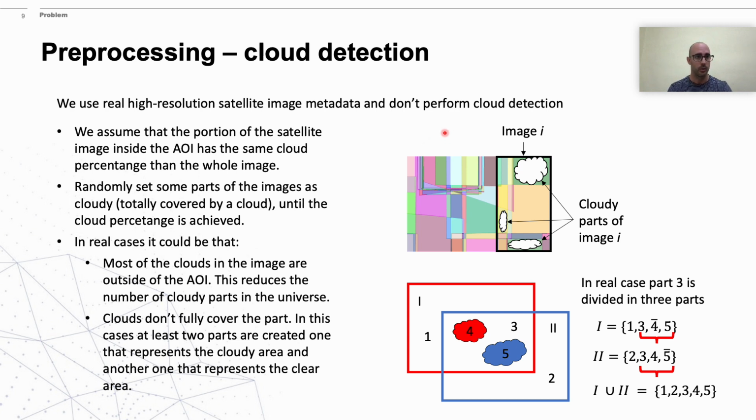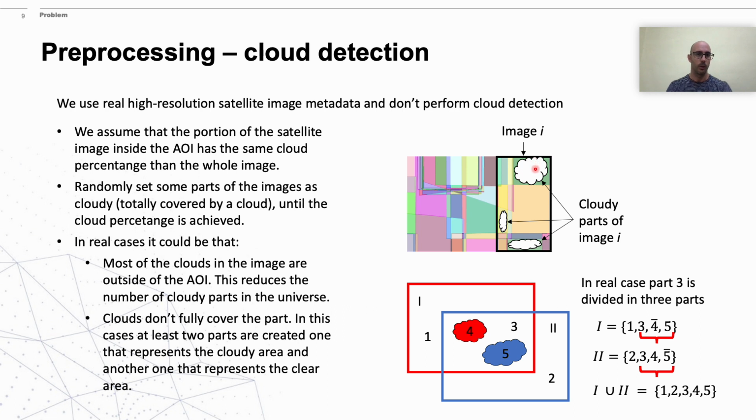In real applications, clouds can be detected using cloud detectors, but as this is an orthogonal problem to our research, we do not detect the clouds. Instead, we randomly allocate them inside the image, setting one part or several parts completely cloudy. How do we do this?